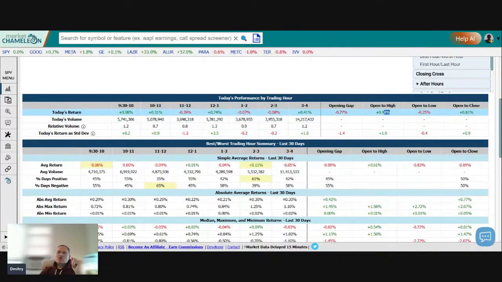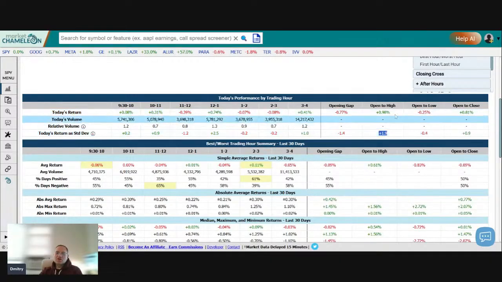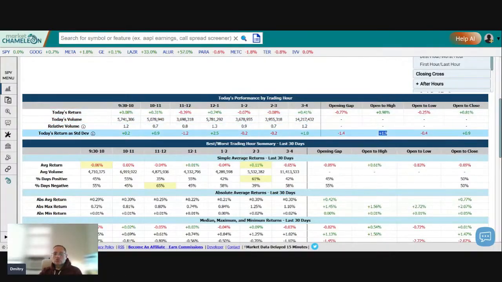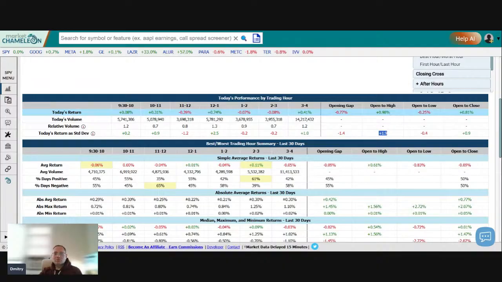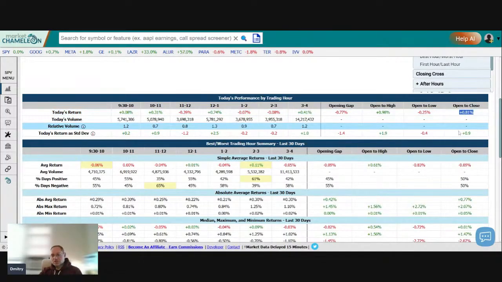Okay. The move from the open to the high of the day was 0.98%. The move from the open to the low was 0.25%. So we could see that the move to the upside was much greater than the move to the downside on the day. If we use the opening price as our initial starting point, so much stronger to the upside, much more volatile to the upside than we typically see, up 1.9%. And from the open to the close, we finished up 0.8%.